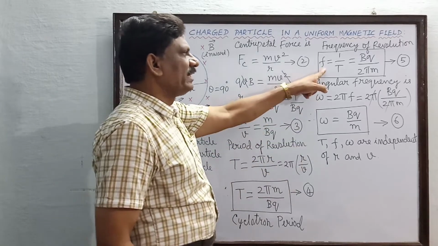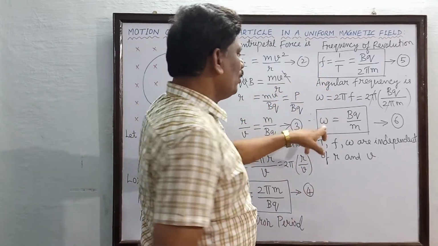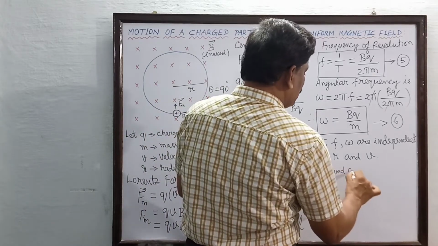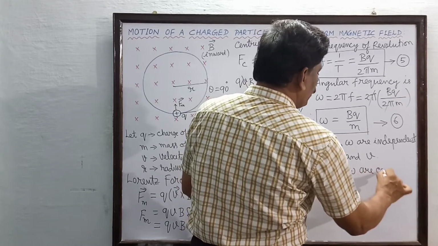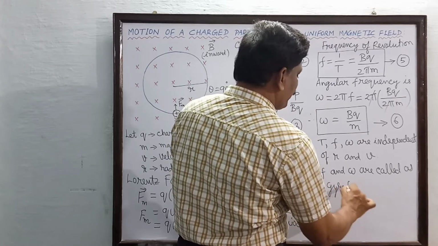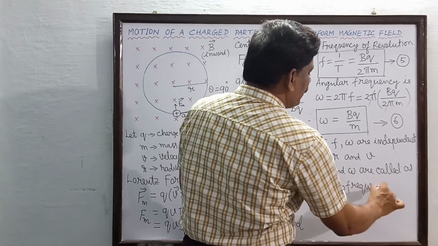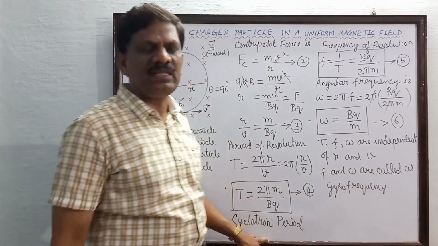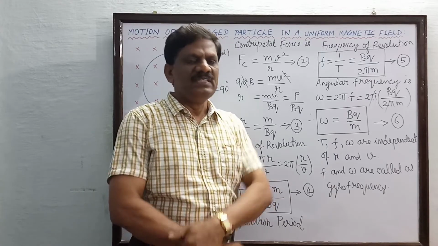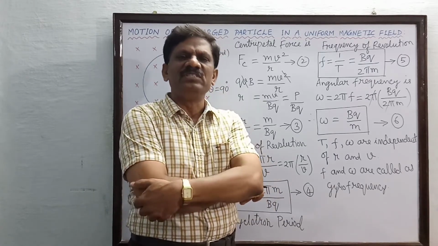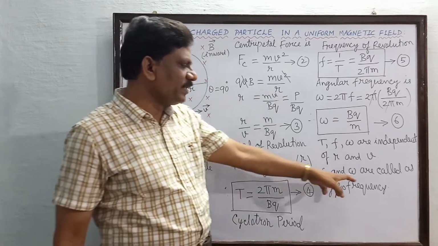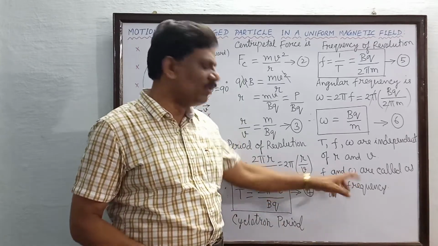Also, f and omega, the frequency and the angular frequency, are called gyro frequency. The same is applied in the working of the cyclotron. The next topic you are going to study in the regular class is the cyclotron, which is a device used to accelerate positive charges. For that, the same derivation is repeated. There you are going to derive the expression for the gyro frequency, namely f and omega.